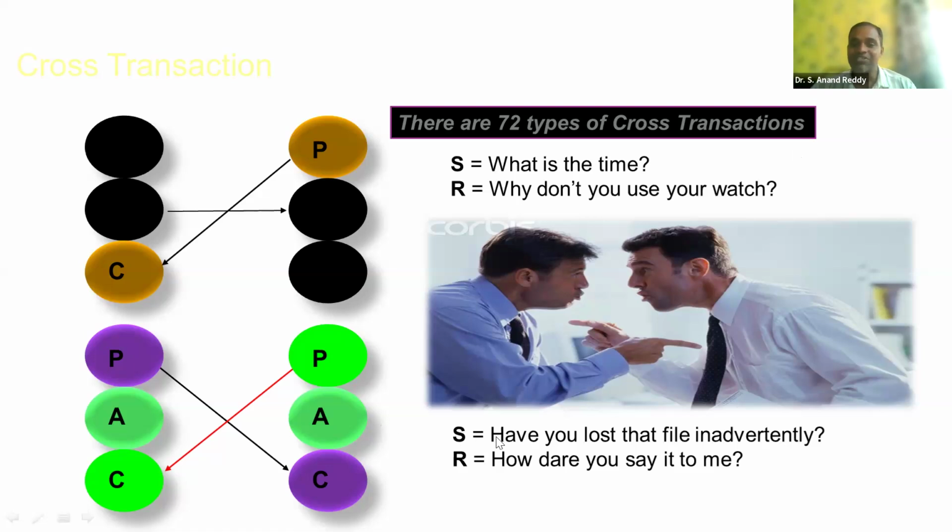Okay. Now, similarly, it happens. Have you lost the file inadvertently? See, have you lost that file inadvertently? How dare you say it to me? So this again happens because it's a parent to child. When child says to parent, or maybe this happens, this is a cross transaction. Now, there are 72 different types of combinations. I'm not explaining to you in detail because I'm just explaining only the concept. Because entire TA is a 3 days module if you have to understand all these transactions. So that's the beauty of it.